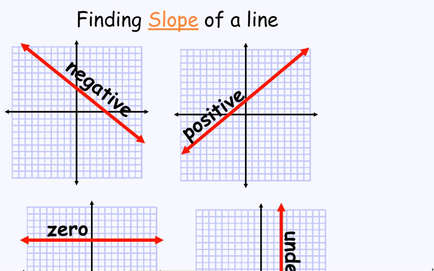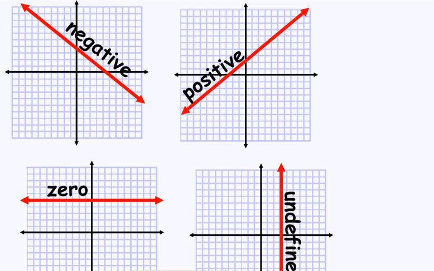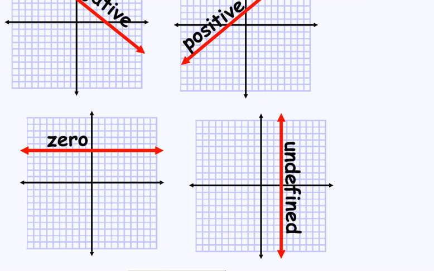So today we're going to talk about how to find the slope of a line. There are 4 different types of slope you could get. You could have a negative slope of a line, you could have a positive slope of a line, you could have a zero slope, and you could have an undefined slope. And that's what those 4 would look like, as you can see there.